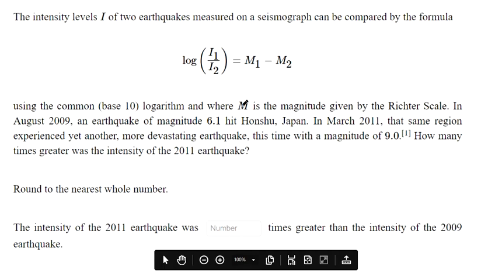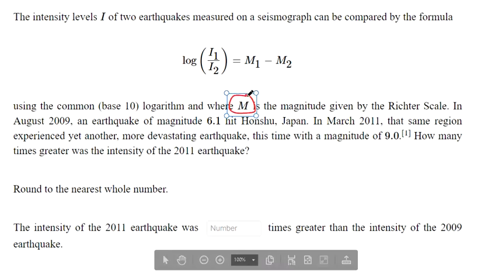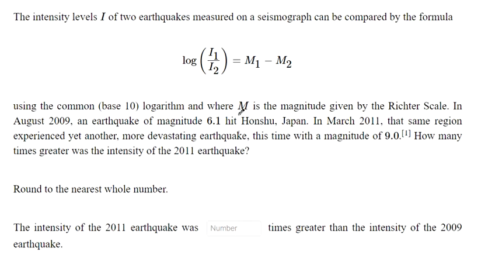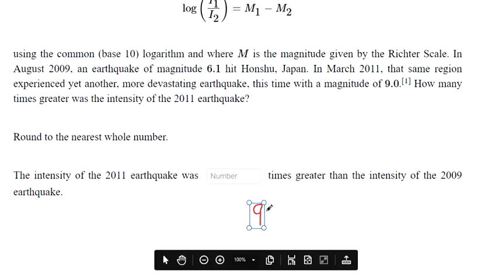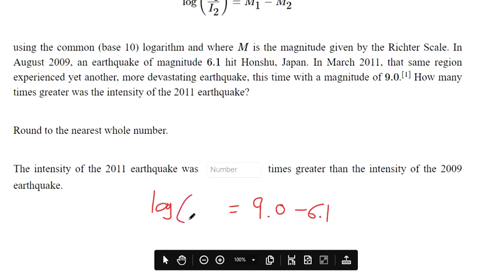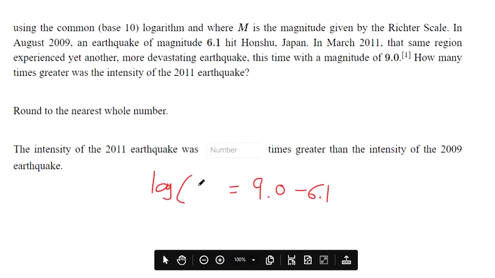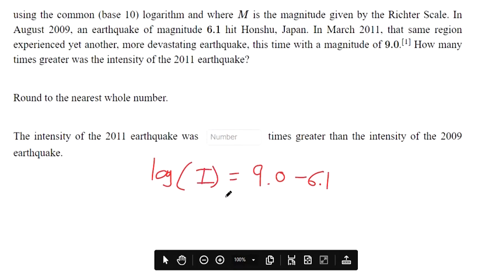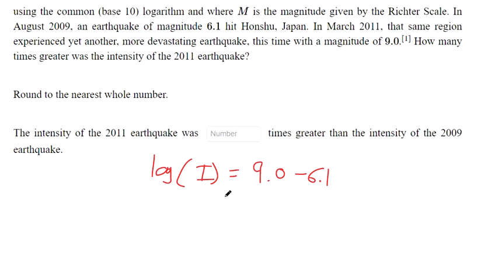So what you need to do is, M is the magnitude for each earthquake. So plug in 9.0 for M sub 1, and then we're going to subtract 6.1. That equals log of I sub 1 over I sub 2. I'm just going to write I here because that's the intensity we're trying to solve for.